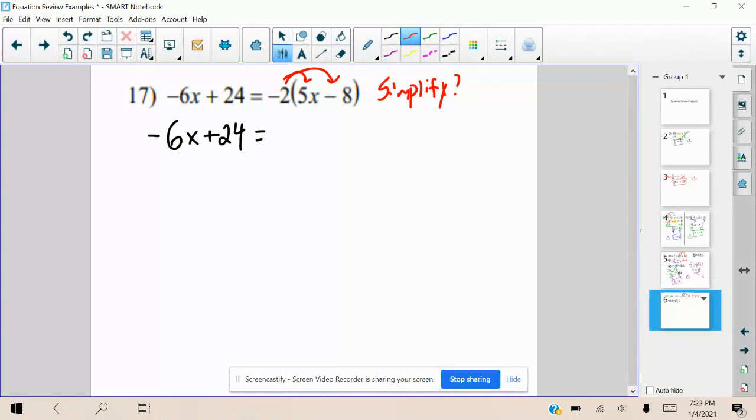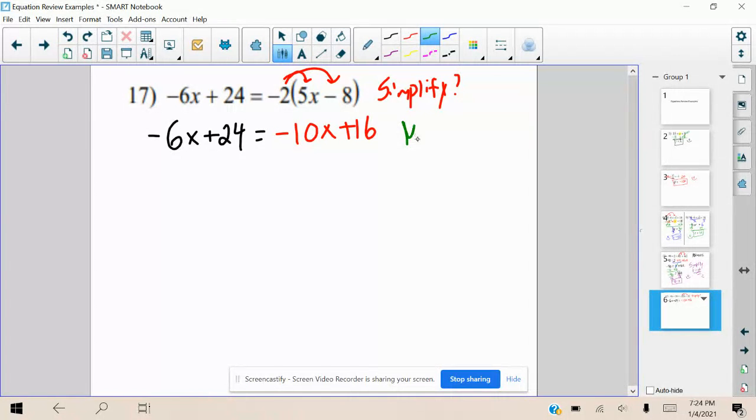Negative 2 times positive 5x is going to be negative 10x. Negative 2 times negative 8 is positive 16. Make sure we are aware of our signs. They're very, very important. So now again, we ask ourselves, can we simplify? Well, can we combine negative 10x plus 16? No, we can't. So I'm going to hit you with the Q-tip that we gave you a while back.